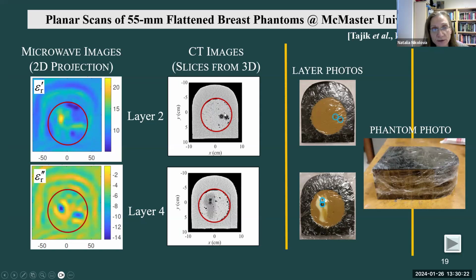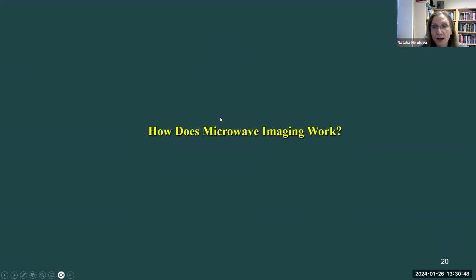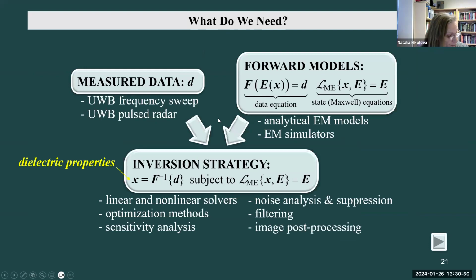It is clear that we can find the inclusions, but it is also clear that we do not have sufficient spatial resolution to tell that these are actually two objects right next to each other, not one. But this is expected, because the center-to-center distance for those inclusions is 8 millimeters. So no surprise there. So how does microwave imaging work?